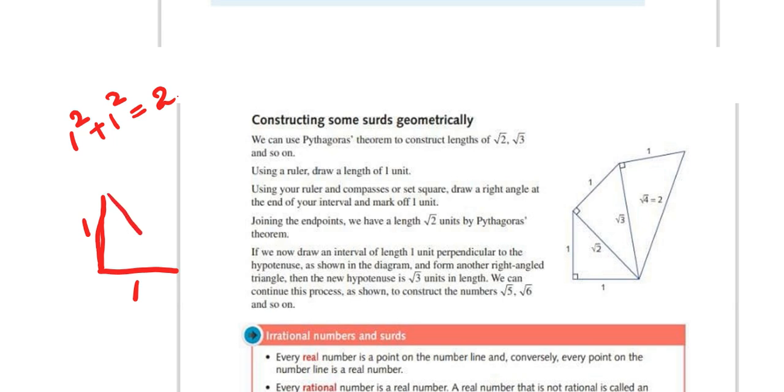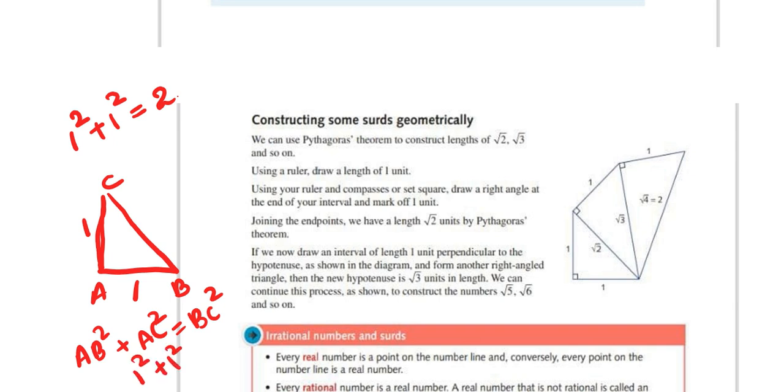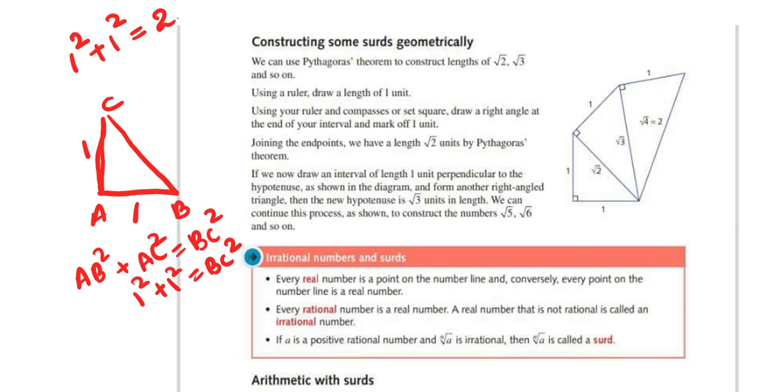Then if you join these two lines you will get root 2, because if it is a, b, c, we know that ab square plus ac square is equal to bc square. So 1 square plus 1 square, it is 2. If you want to find out bc square, 1 square plus 1 square is equal to bc square. So in order to find out bc, you have to take the square root of this number. 1 square plus 1 square, it is 2. So square root of 2.